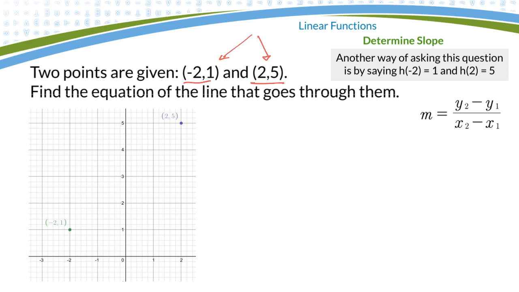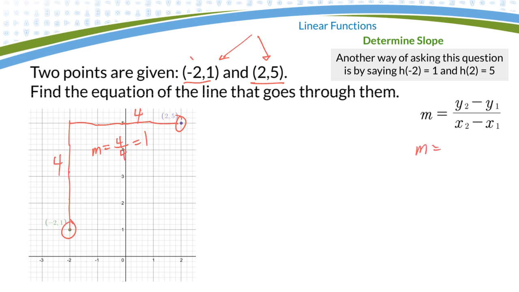With this one, I've plotted them already here, so I'm just going to do the count. To get from this point to this point, I need to go up 1, 2, 3, 4. So I'm going up 4, and I'm going over 1, 2, 3, 4. Oh, 4 over 4. So my slope for this line is 4 over 4, or just plain 1. Now, if doing it on a graph doesn't work for you, we can always use this formula right over here.